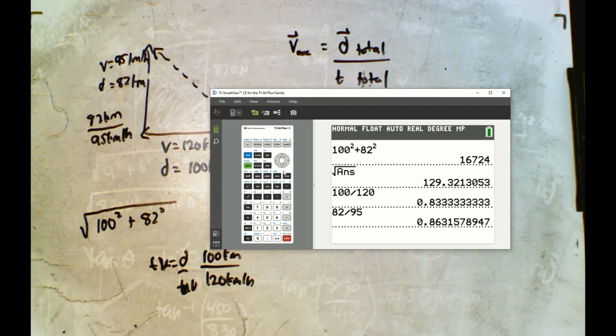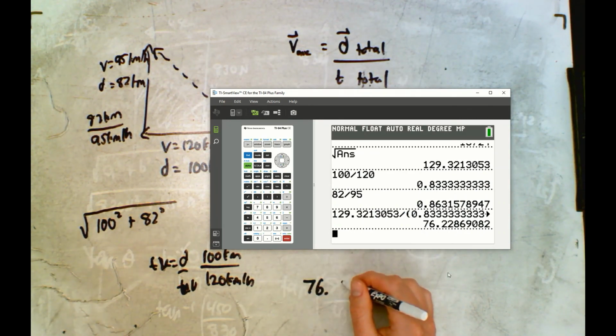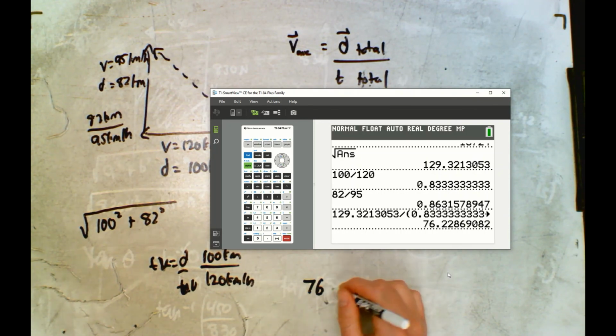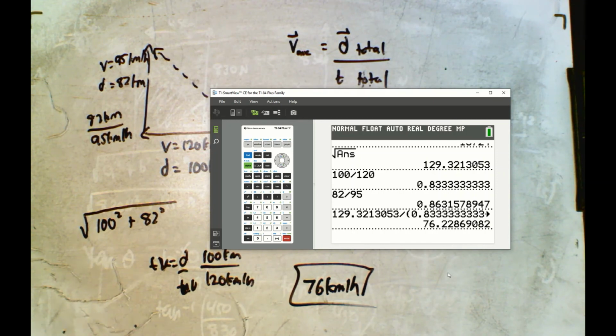So all we need to do is take our total displacement on top divided by our total time, which is going to be this time plus this time. So we add our two times up, and we get our velocity is 76 point, how many sig digs do we have? 2 sig digs. So 76 kilometers per hour is our average velocity, but it's a velocity, so it's a vector, so we also need to find an angle.